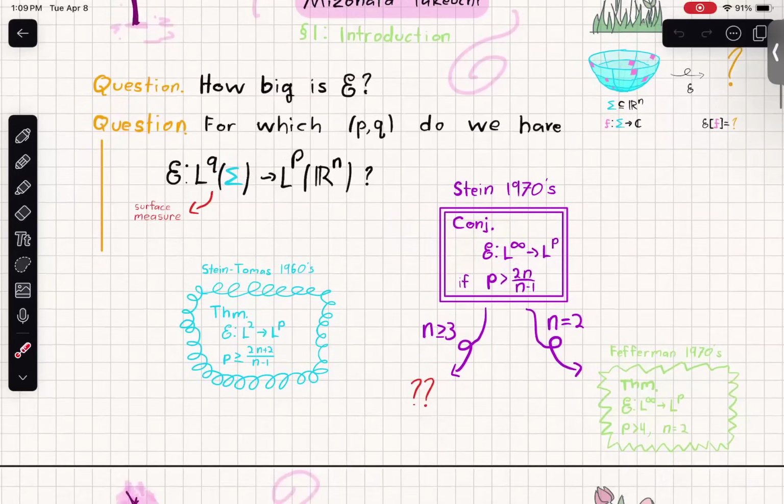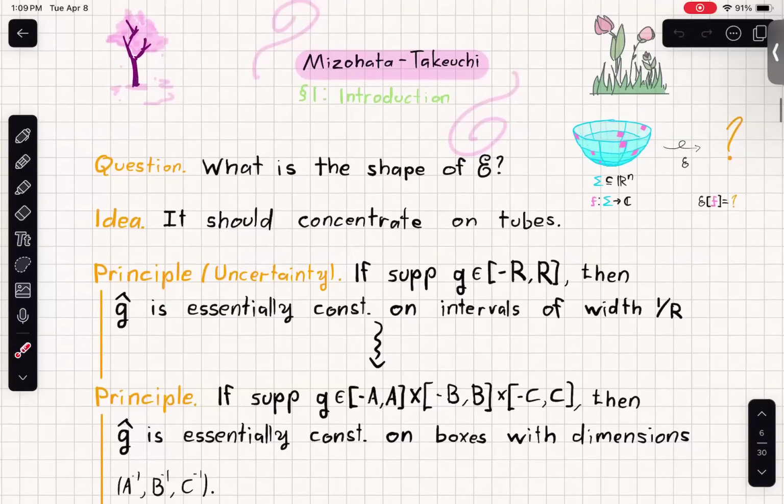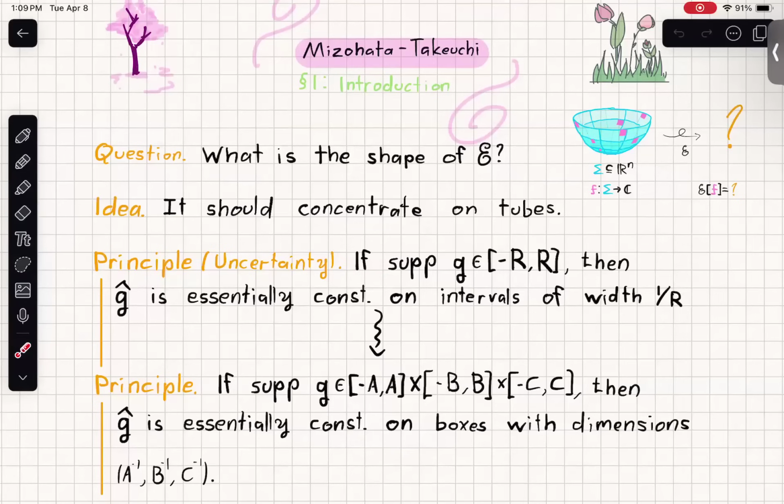And the second question that we wonder is what is the shape of our extension operator? So the idea is that if we take a function, all of whose frequencies lie on this hypersurface, then we expect it's not just going to have some size restriction, but it's also going to have some sort of shape restriction. Okay, and then for a little bit, I'm just going to talk about the wave packet decomposition. If you study restriction theory, then I hope you don't get too bored. But the idea is that we hope that the extension operator is going to concentrate on tubes. And the reason why is because of the uncertainty principle.